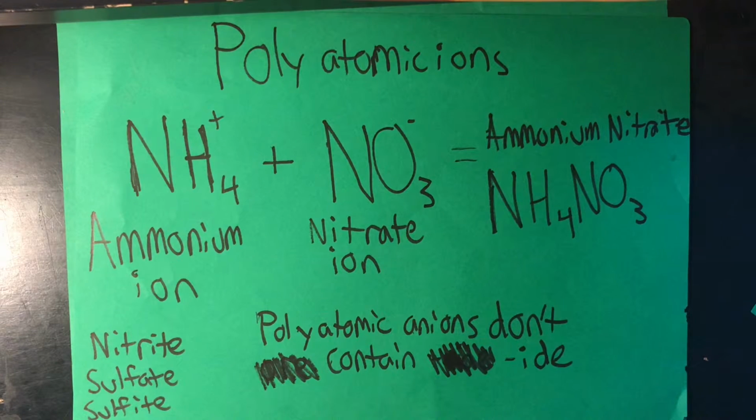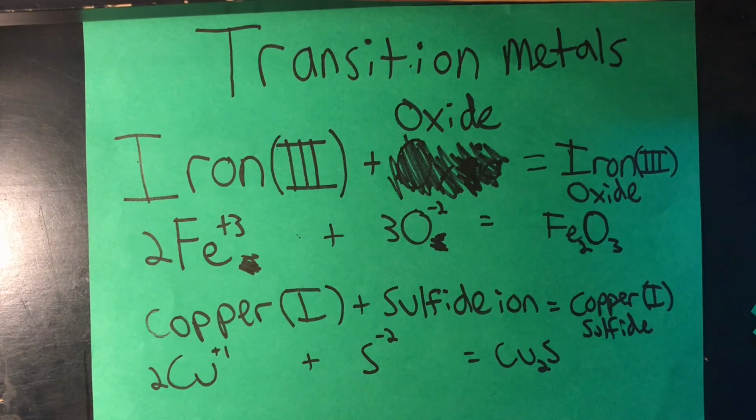Okay, for polyatomic ions, it's very simple. For the cations, nothing happens. If it's an ammonium ion, you just put ammonium at the beginning. If it's a nitrate ion, you put nitrate at the end. If it's any polyatomic ion, you put the name of the polyatomic ion there. Now you may be thinking, why isn't it nitride? Or why is there no -ide at the end? That's because the name of the ion is not nitride ion, it's a nitrate ion, and that's why polyatomic anions don't contain -ide.